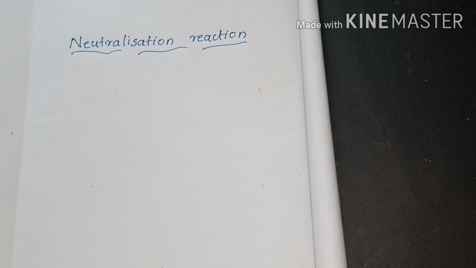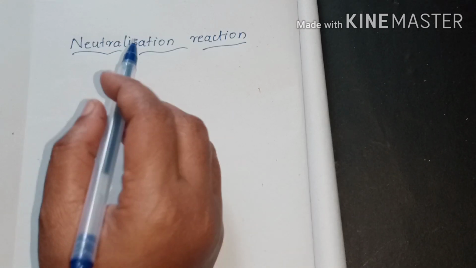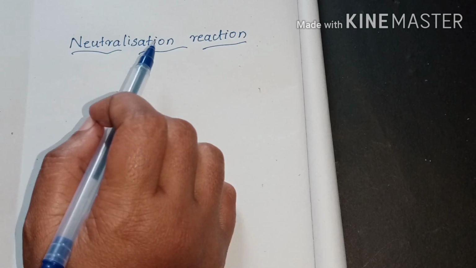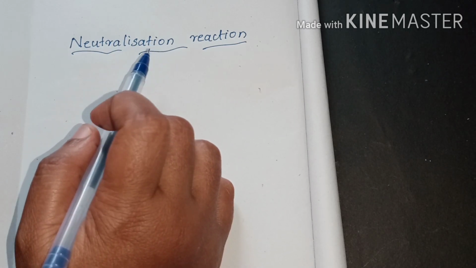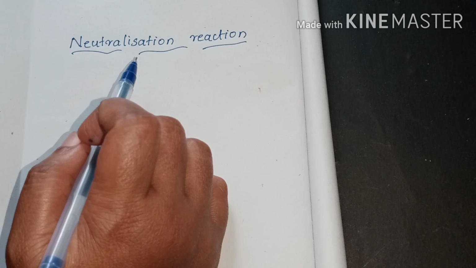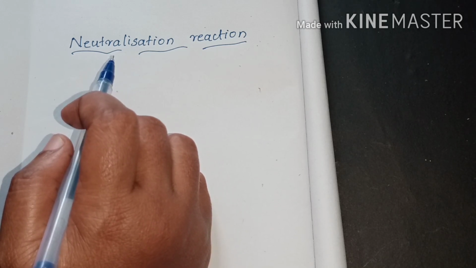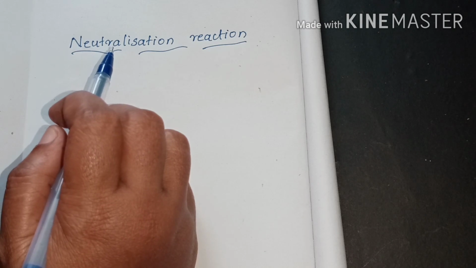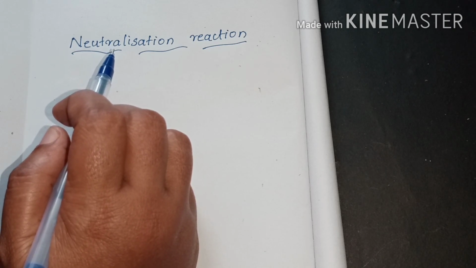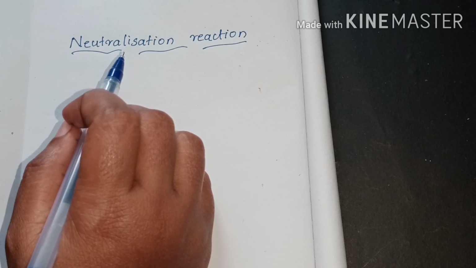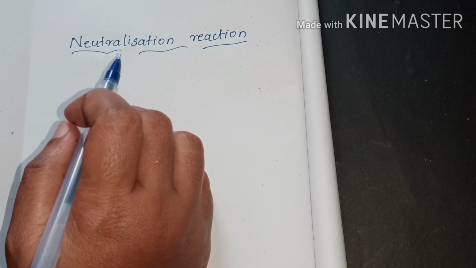Hello students, in this video we are going to discuss another important property of acids and bases. How do acids and bases react with each other? When an acid is added to a base, the effect of the base is nullified by the acid and vice versa. What are the products formed during this reaction? They are salt and water.